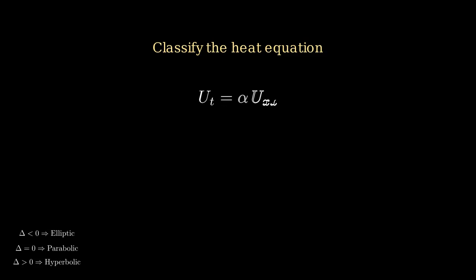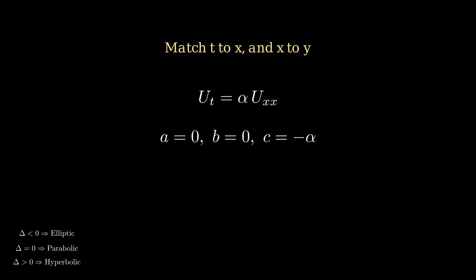Next, let's classify the heat equation. This is written as u sub t equals alpha times u sub xx. Here we match t to the role of x and x to the role of y from the general form. This gives a equals 0, b equals 0, and c equals negative alpha.